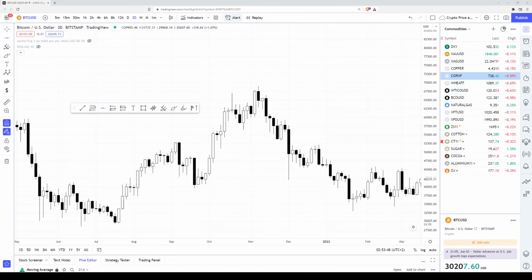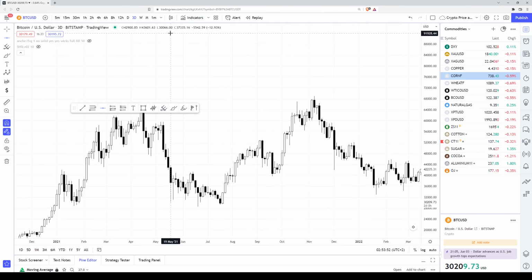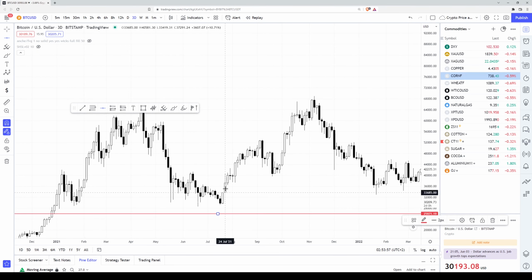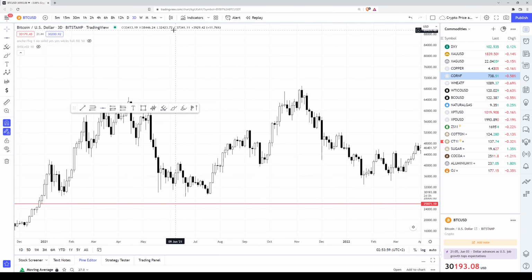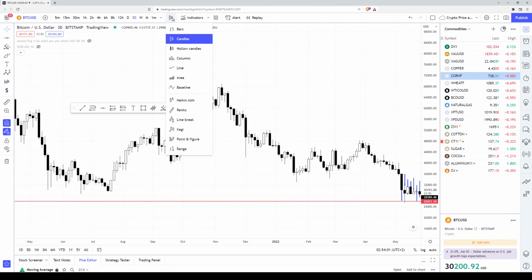There are different ways to visualize the data, the price data in particular. And one of the more famous ways, the way that you see right now, is Candlesticks. So it's the most regular way to visualize price. Besides Candlesticks, you can also look at bars, hollow candles, which is essentially the same but without a filled-in body, a baseline, Heikin Ashi, Renko, etc.